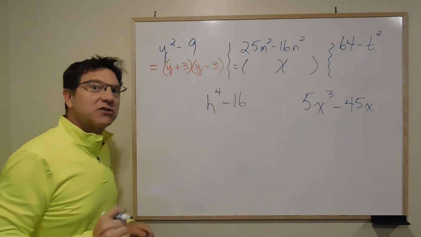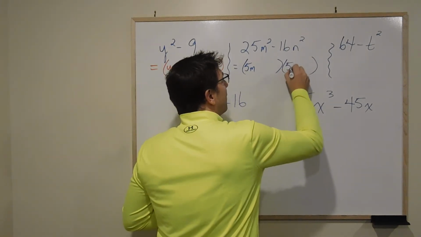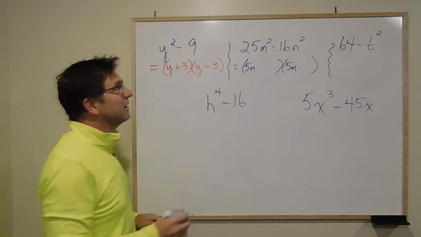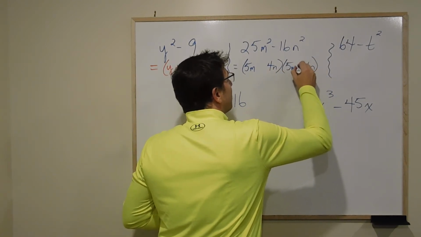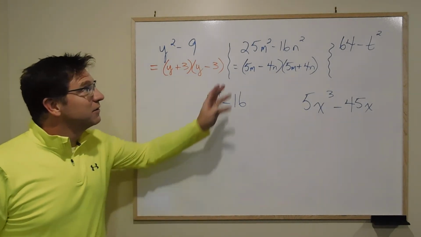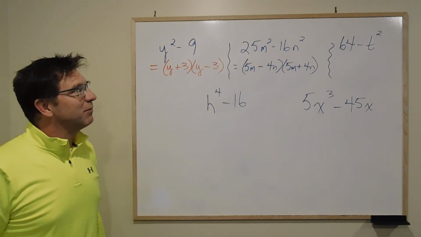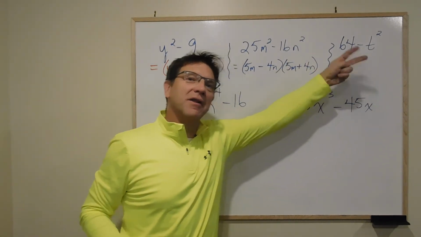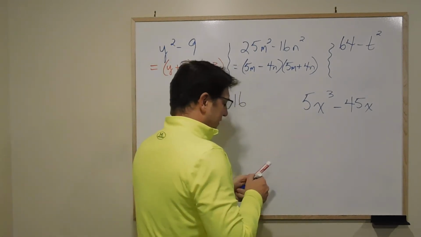25m squared, the square root of that is 5m, because 5m times 5m is 25m squared. 16n squared is 4n, and 4n, and a plus and a minus, doesn't matter which one's which, and there you go, okay? So 25m squared minus 16n squared is going to be 5m plus 4n and 5m minus 4n, whatever order you choose. Okay? You could have the variable in the back side, no big deal, as long as they're both perfect squares.